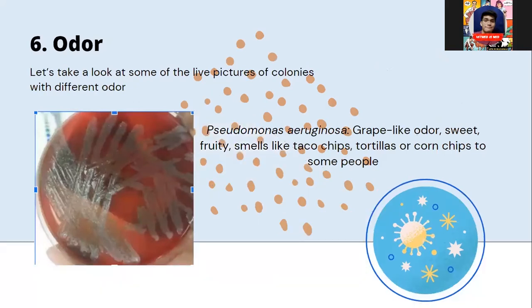Lastly, odor. Let's take a look at some of the live pictures of colonies with different odor. First one is Pseudomonas aeruginosa, fruity grape-like scent or smells like taco chips or tortilla chips to some. Common cause of burn and wound infections, UTIs associated with formation of kidney stones, causative agent of otitis externa or swimmer's ear. Common cause of skin infection associated with contaminated whirlpool tubs and saunas.